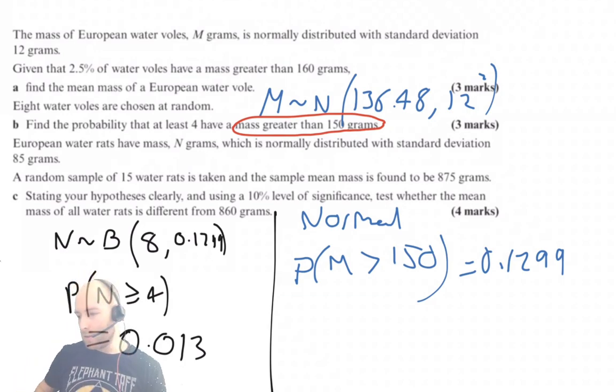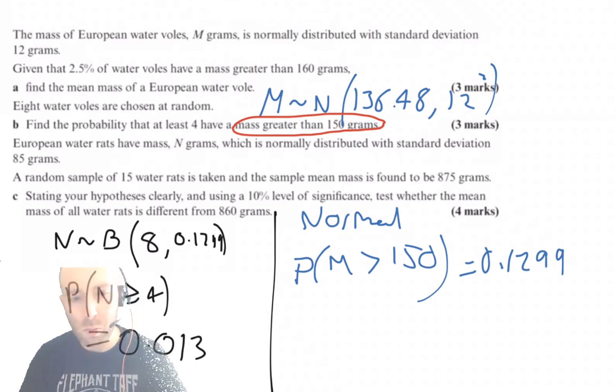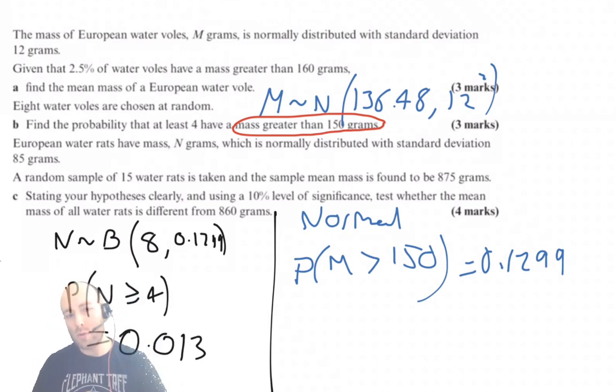Right, anyone got any questions? I did that kind of fast. So it was a binomial question. We didn't know the probability, so we used a normal distribution to find the probability so that we could do the binomial question.